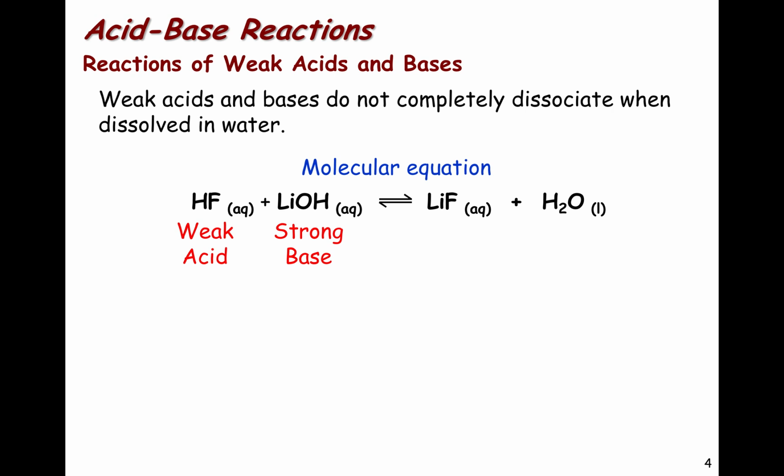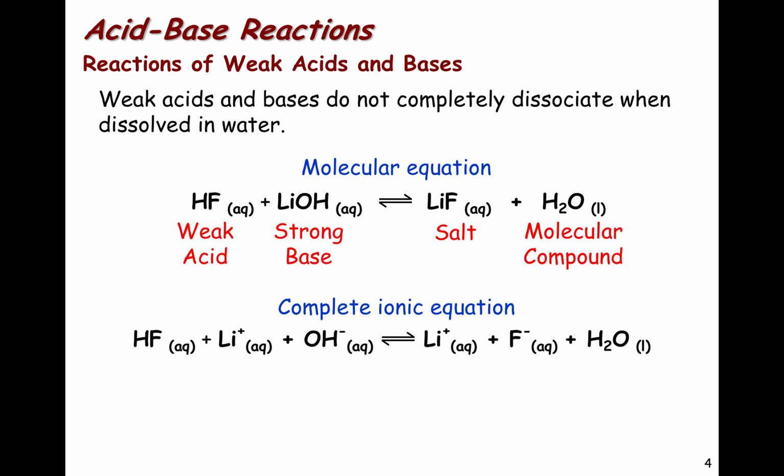recognize that the HF is the weak acid and lithium hydroxide is the strong base, we are producing a salt and water just like we did before. But now when we write the complete ionic reaction, we're only dissociating the strong electrolytes. The weak acid is going to remain primarily as the molecular species HF in solution, and likewise the water, which is on the product side.